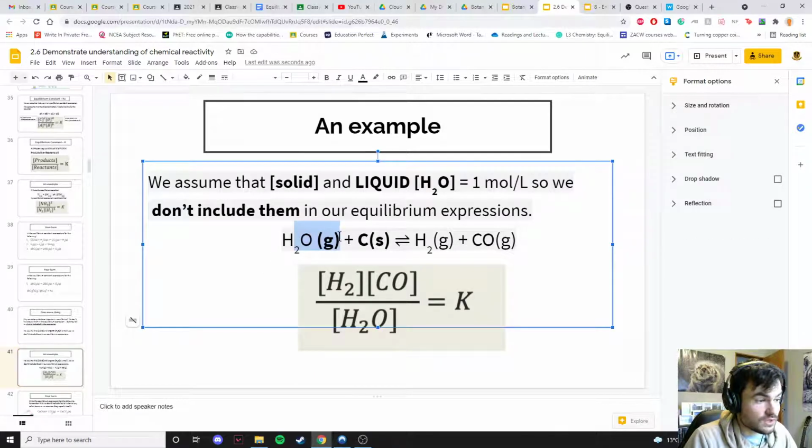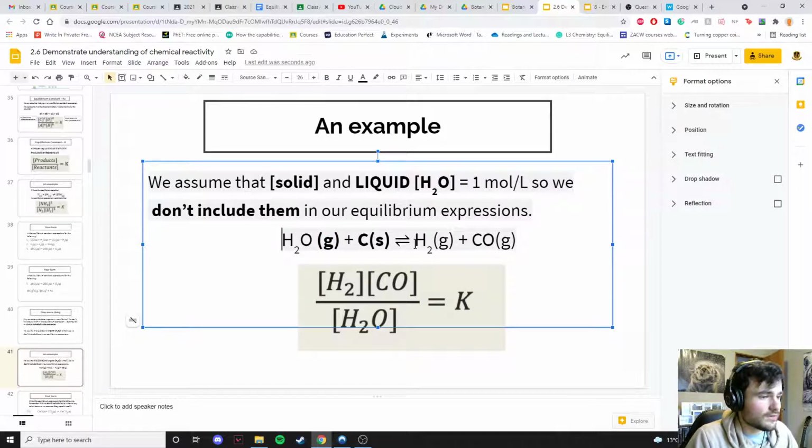We have H2O gas, so because it's H2O gas, we do include it. But when we add H2O gas to carbon solid, we do not include it because carbon is a solid here. These state symbols are very important because most of the time we're not going to include water because water is often a liquid. But here we are including water because water is a gas in this state. So the only things we actually include are gases and aqueous solutions, so AQ.